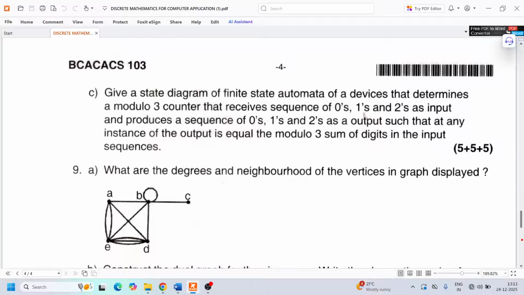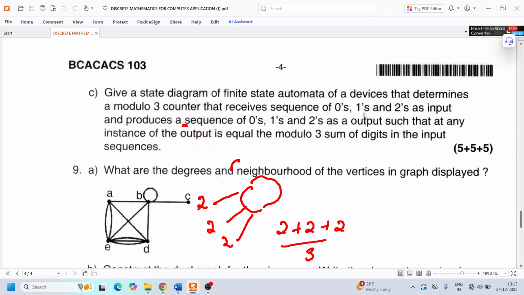Suppose you have a counter, let me just draw it over here. Suppose you have a counter with the 3 inputs, I'm just giving you an example. This is 2, this is 2, this is 2, all the 3 inputs are 2. What is the output? The output is 2 plus 2 plus 2 divided by 3. So this is 6 by 3, and remember I am not interested in the quotient, the remainder is 0. 3 will divide 2 times, and the remainder is 0.